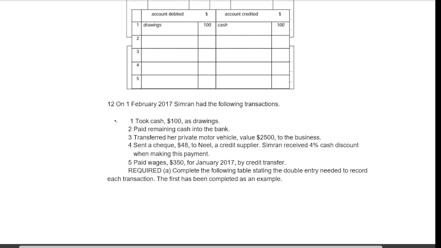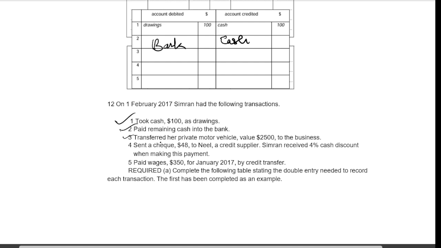First transaction is done for you. Took cash 100 as drawing. Okay, paid remaining cash into the bank. So the amount is not given, this is a part of the question. So paid cash means cash going out, so cash credit, and into bank, so you will receive money in the bank, so bank will be debited.